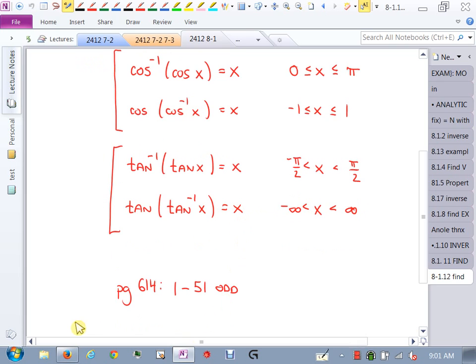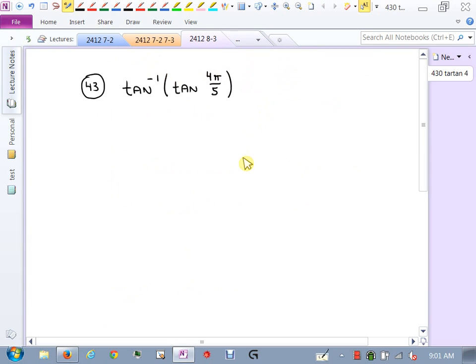So on this problem, we're going to notice the angle we're given, 4 pi over 5. The question is, is that between negative pi over 2 and pi over 2? Yes or no? No? How can you tell it's not in between there? You put it in your calculator, yes. Here's another way to look at it.